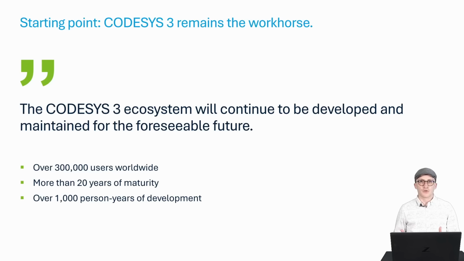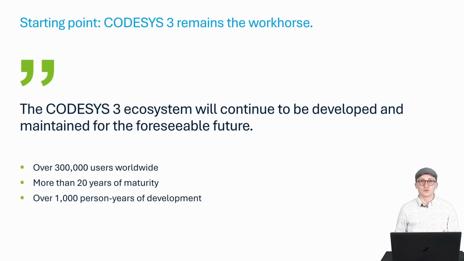I want to start with the single most important message of this entire webinar. The CODESYS 3 development system will continue to be developed and maintained for the foreseeable future. More than 300,000 users around the world depend on CODESYS 3 every day. The system carries over 20 years of maturity and more than 1,000 person-years of engineering effort. It is proven, it is stable, and it covers the needs of the vast majority of automation projects.